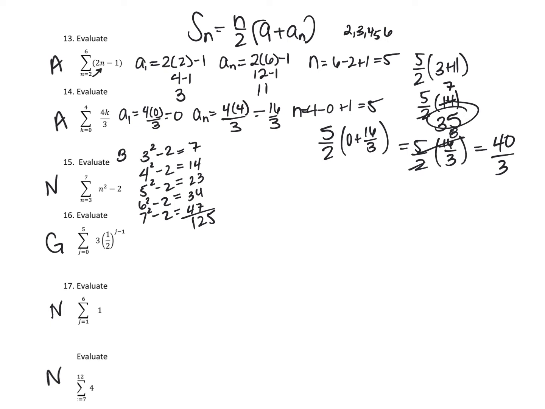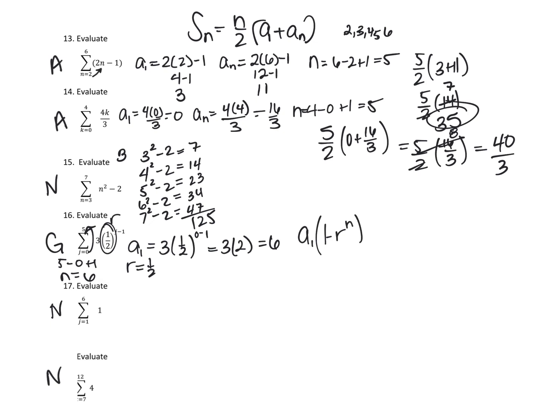And now number 16 is geometric. I'm going to plug in the bottom to find a1. I'm just going to do that as a general rule, because if I don't, and I was supposed to, then I'm using the wrong a1 and I'm going to get the wrong answer. So this is 1 half to the negative 1 power, which is 2, and 3 times 2 is 6. So my a1 is 6. My r is 1 half. It's always the base of the exponent that is my r. And from 0 to 5, 5 minus 0 plus 1 is 6. That's my n.